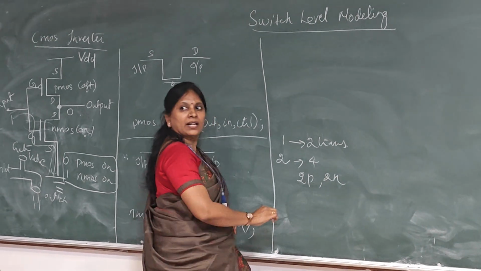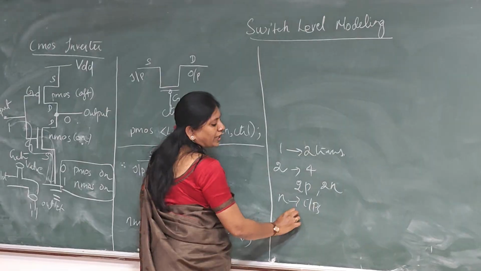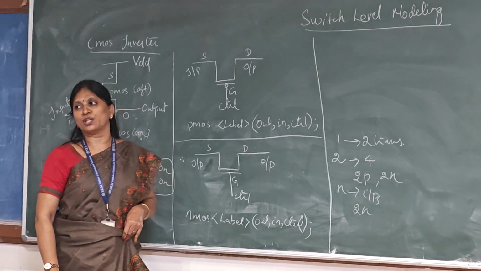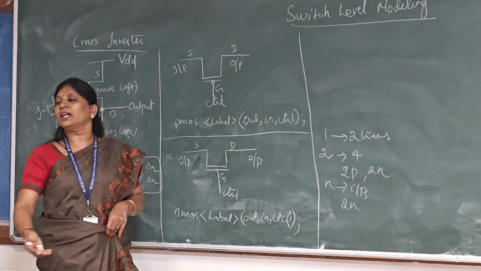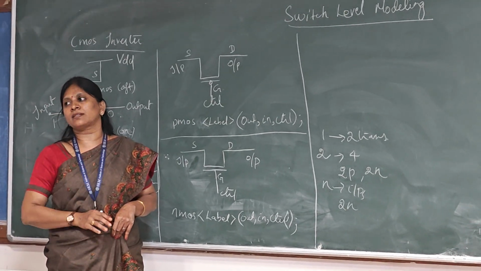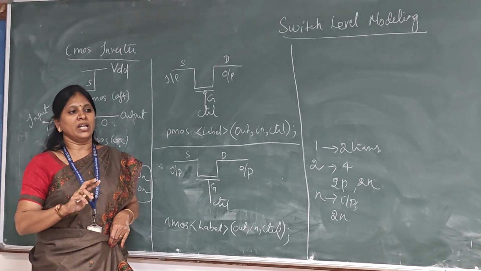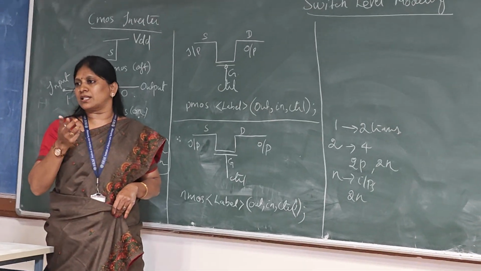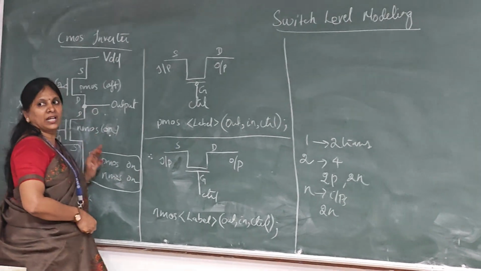So in general, if you have n inputs, then you need 2n transistors. So this is becoming an MCQ: how many transistors do we need to implement in CMOS? If we have n inputs, then we need 2n transistors. So for the inverter we need 2 transistors, 1 PMOS and 1 NMOS.